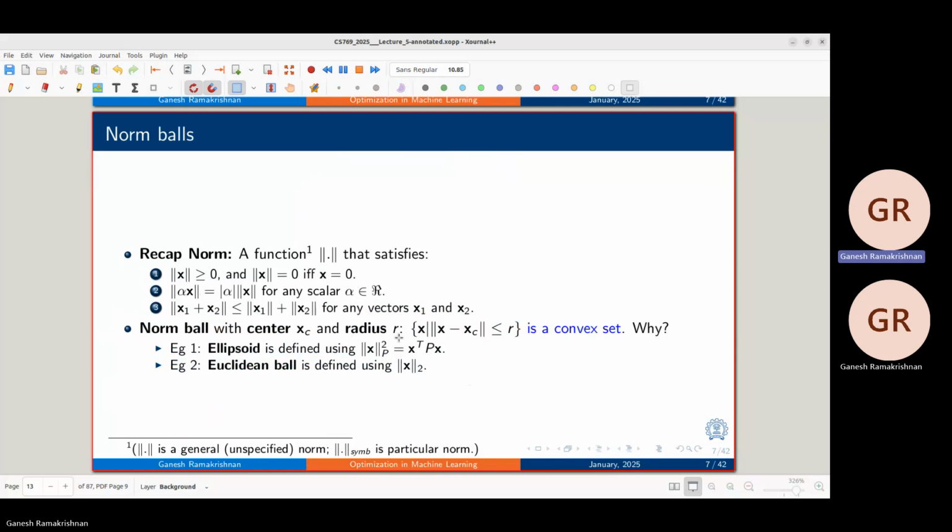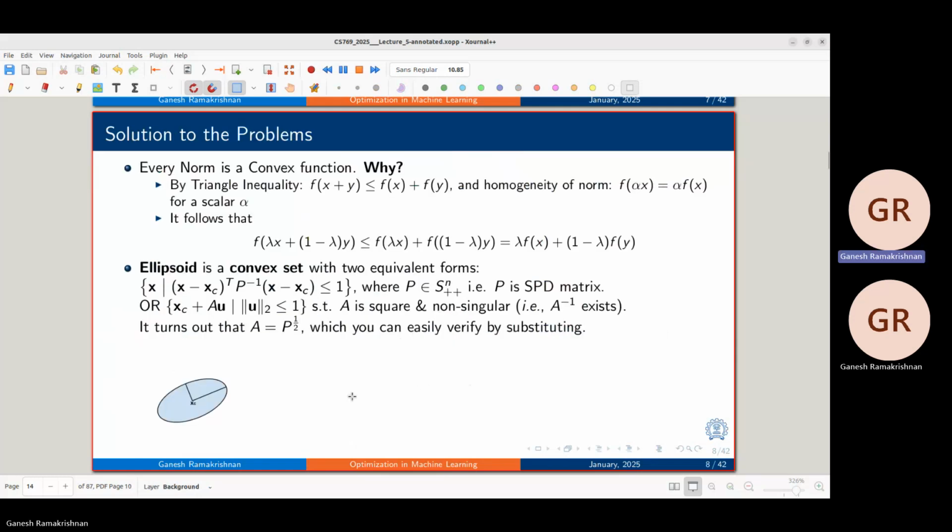Okay, so with that, this is just a solution to the problem. How every norm is a convex function, and how an ellipsoid is a convex set with the two equivalent forms, what is the connection between the two, and so on, right?